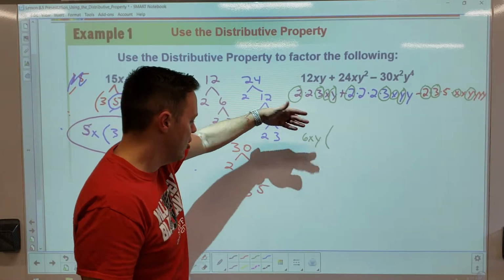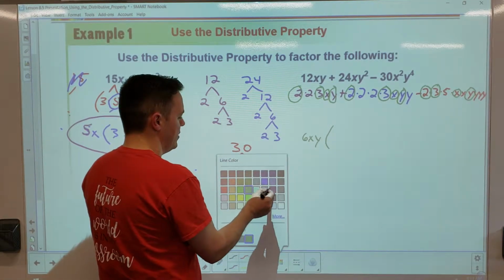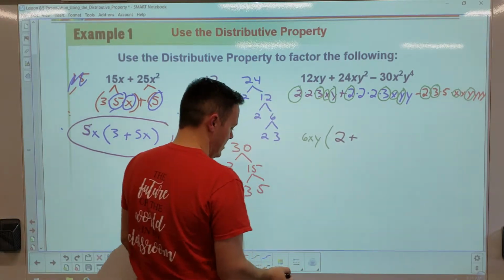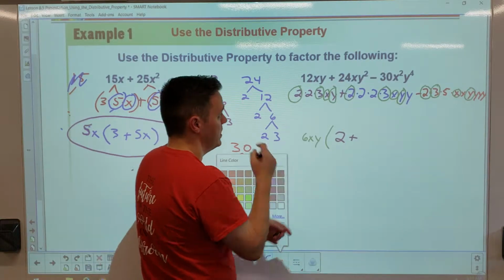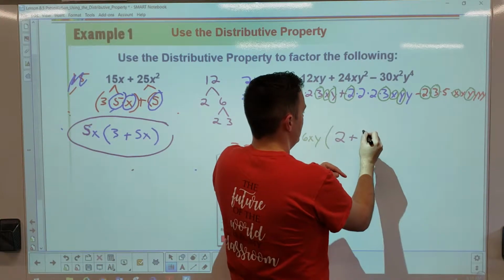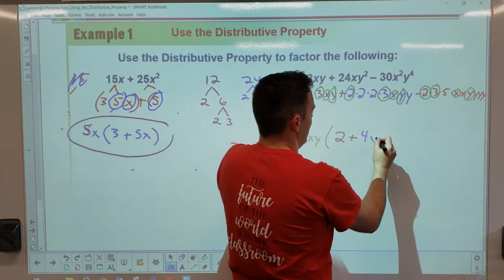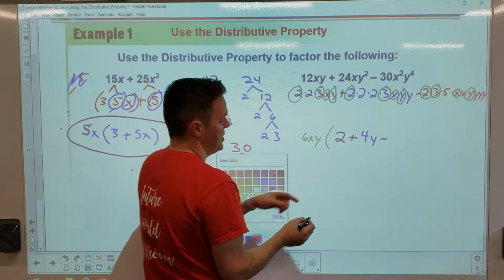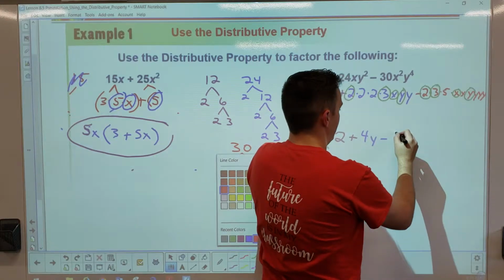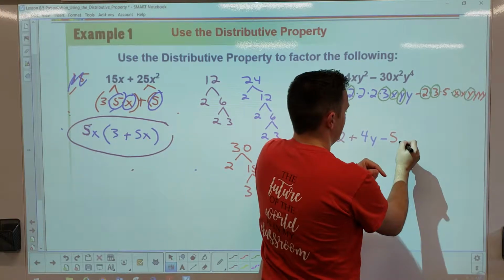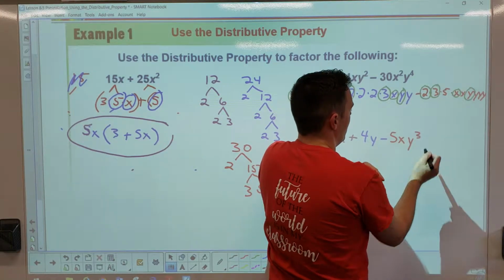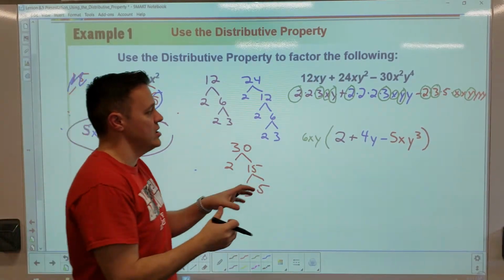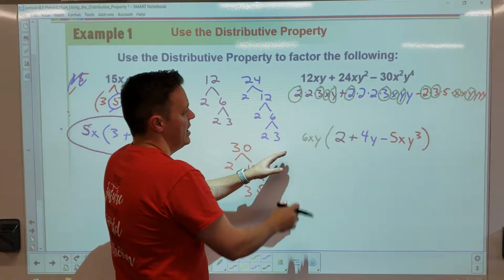So now you need to go by terms. On our first term here, we have just the number 2 left, 2 plus. And then if you go to your second term here, we have 2 times 2, which is 4, and we have a y left. And then it's going to be minus, and you find your last piece, we have a 5, 1x, and 3 y's. And ladies and gentlemen, that's it. So what you're doing is you're factoring things out, and this is your answer.